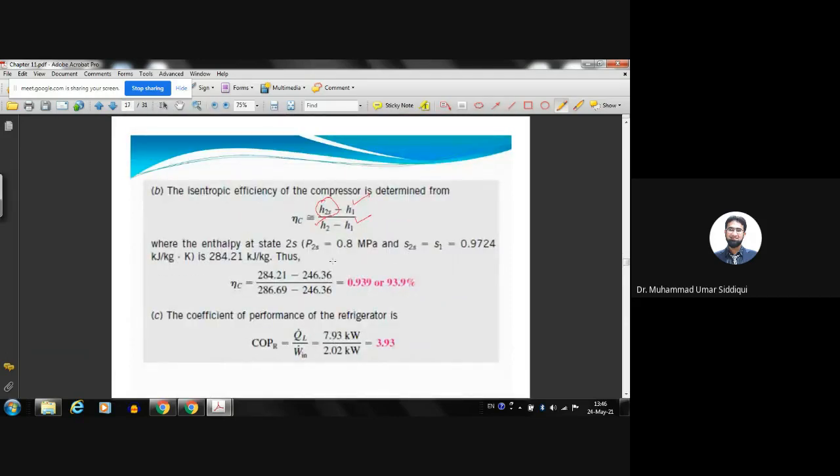So we have P2 and we have S2. We're going to use these to determine H2s. And once we have H2s, we're going to substitute in here, and we can determine the isentropic efficiency of the compressor. Since we already determined Q dot L and W dot in, we can determine the COP of the refrigerator.